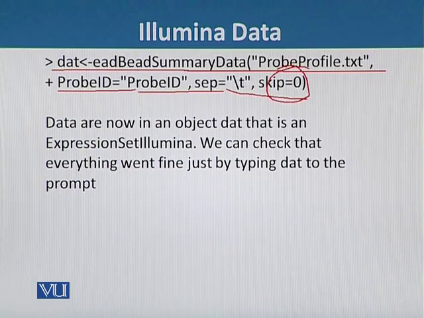that are now in the object data, which is the expression set Illumina. We can check that everything is okay, and then we can analyze this data. So by importing the Affymetrix, Agilent and Illumina data, we can now analyze these data sets by using the R program.